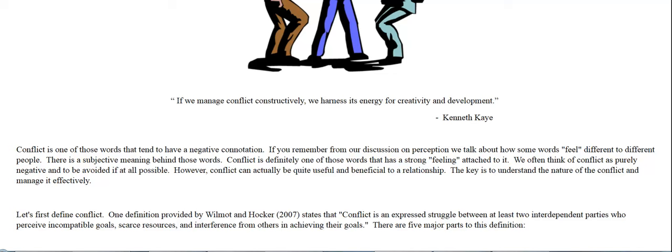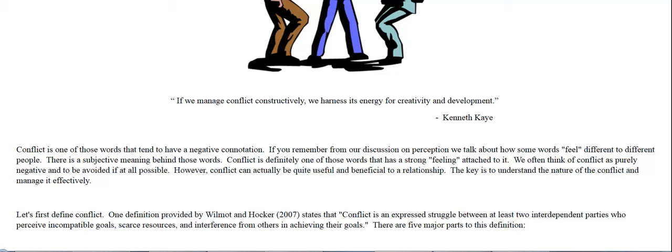If you remember from our discussion on perception, we talked about how some words feel different to different people, and there's a subjective meaning behind those words. Now, conflict is definitely one of those words that has a strong feeling attached to it. And we often think of conflict as purely negative and to be avoided if at all possible.